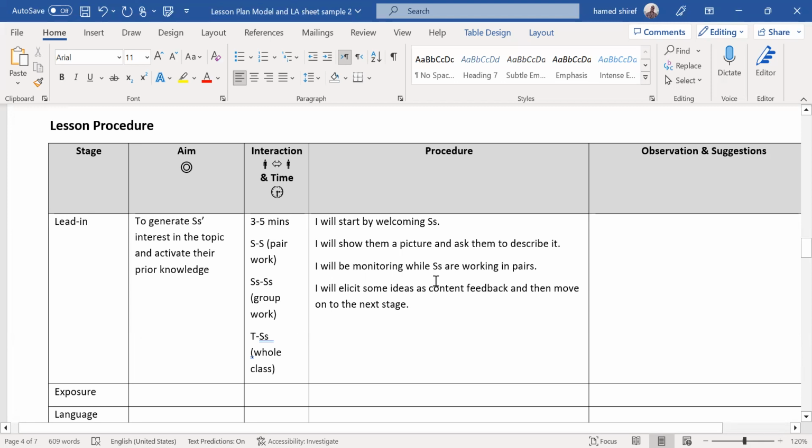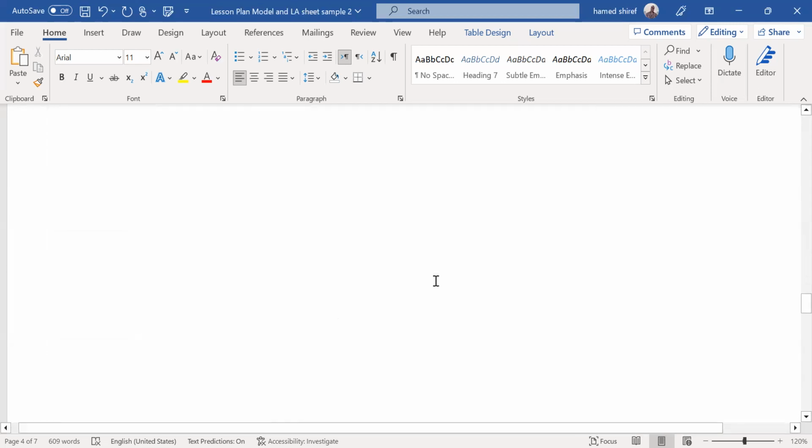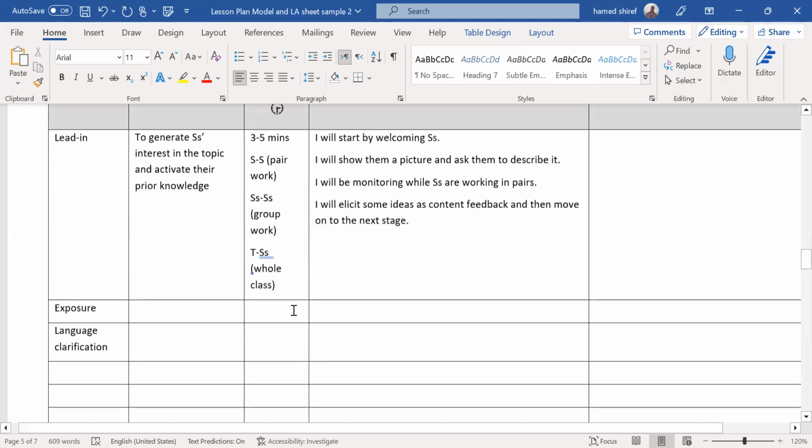Okay, now make sure your procedure is as detailed as possible. Make sure it's in bullet points. This is much better than a paragraph. It will be easy for the tutor to follow. And it will be easy for you to follow in the lesson if you're using a lesson plan inside the lesson while you're teaching. Okay, and basically, again, you can add your materials down here.